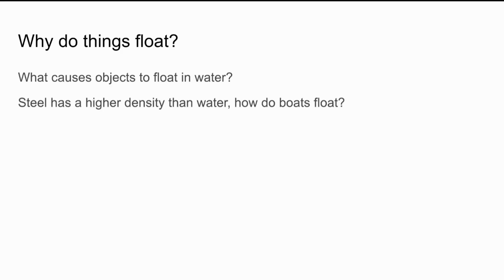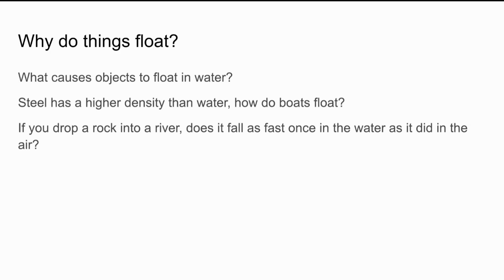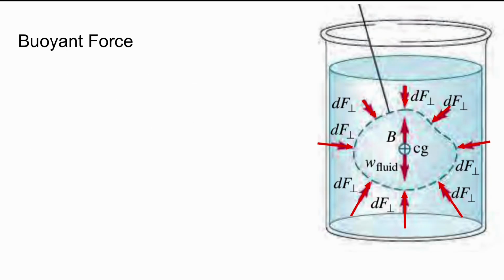Something tied to this is that steel obviously has a higher density than water. So, how do boats float, considering boats are mostly made of steel? And finally, if you drop a rock into a river, does it fall as fast once in the water as it did when it was in the air? These are just some questions to think about as we're figuring out the explanations to buoyancy here.